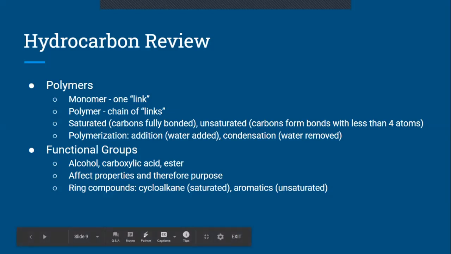And then we had ring compounds. We had a cycloalkane, which had all single bonds, so that's considered saturated. And we had aromatics, which had alternating double and single bonds, and so it's unsaturated.